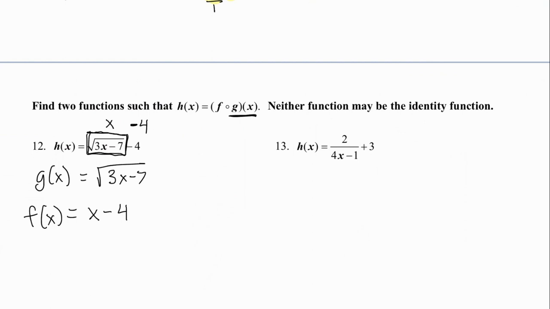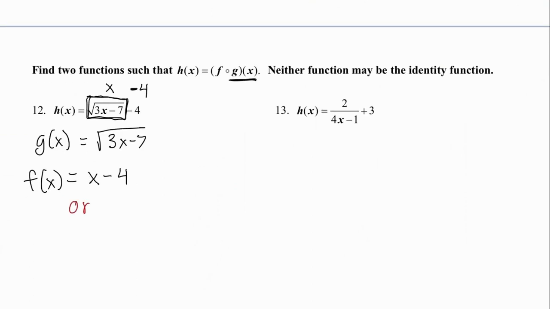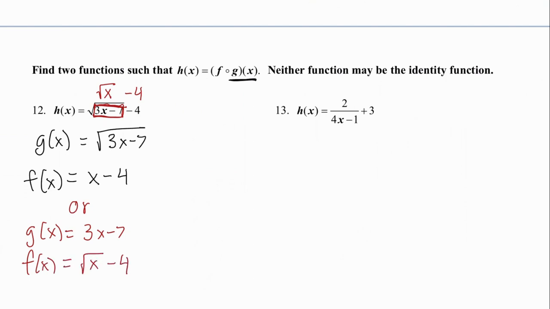Now there is more than one answer for these problems. For example, I could also say, let's say I didn't like that one and I wanted to pick something smaller or something different. Let's say I said that inner function is just 3x minus 7, this whole thing, right? So that's my inner function. So again, I'm going to replace that whole thing with just x. So then my outer function would be the square root of x minus 4. So there's even more options than that, but those are just two examples. Okay. I try to pick something pretty.